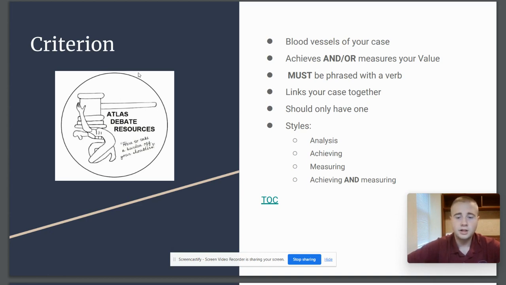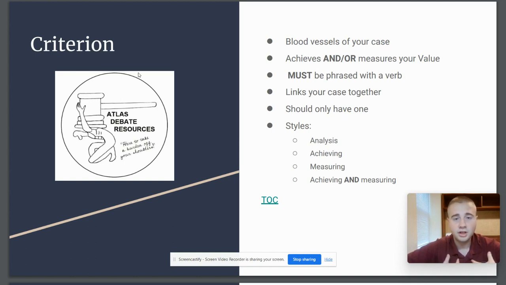And like I said, criterions, in addition to achieving and measuring and potentially both, another form of criterion is analysis. So, especially when you get into two-party resolutions where it's asking you to look at pros and cons or two different concepts, criterion can serve as your form of analysis. So I'm analyzing what the resolution means through the lens of my criterion. Similar to value, except it gives you more opening.